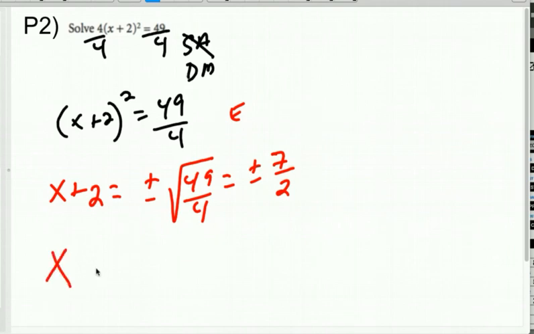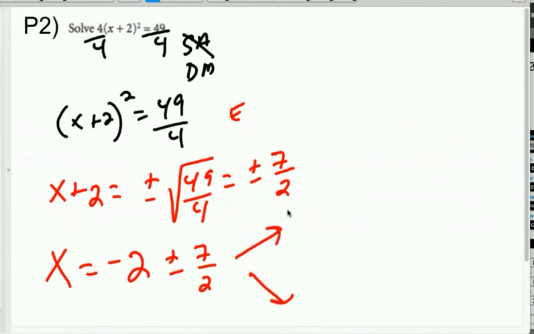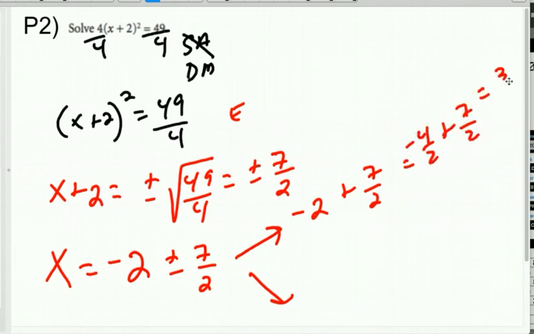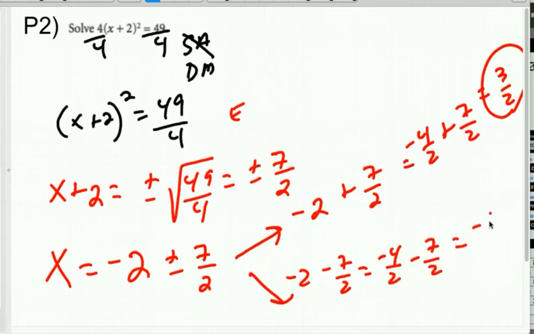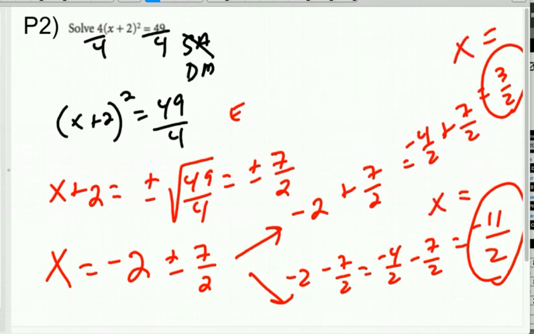So technically, my answer could be written as negative 2 plus or minus 7 halves, but because those answers can be combined, I should combine them. So negative 2 plus 7 halves is the same as negative 4 halves plus 7 halves, or 3 halves. Negative 2 minus 7 halves would be negative 4 halves minus 7 halves, which would be negative 11 halves. So those are my two answers. So x is either 3 halves or x is negative 11 halves.